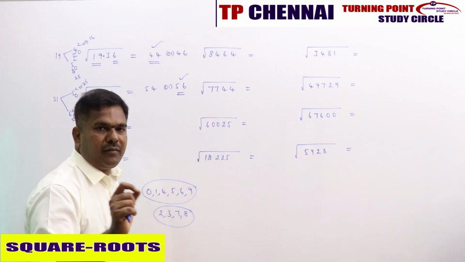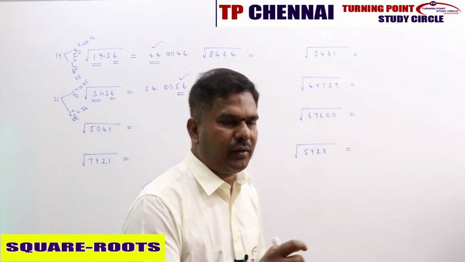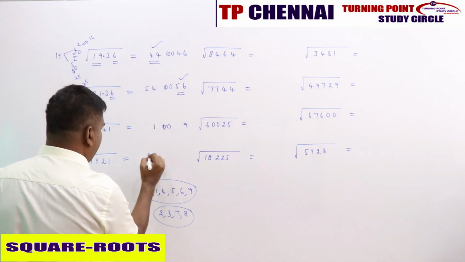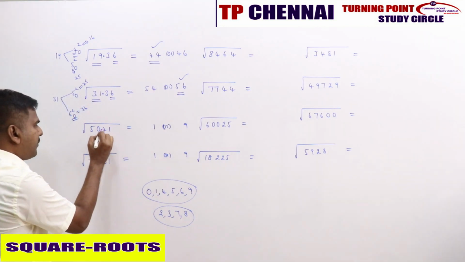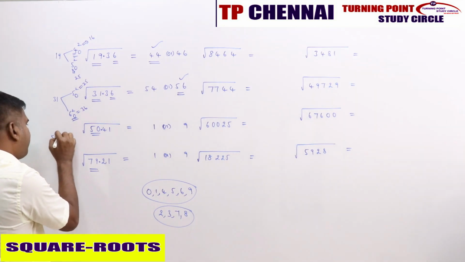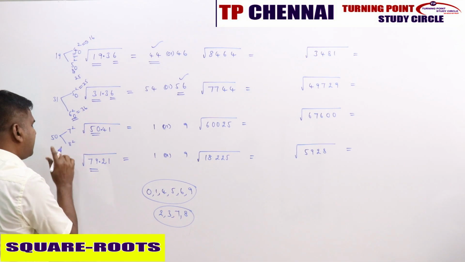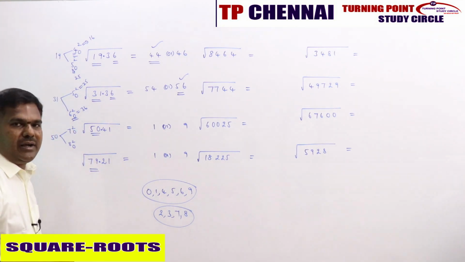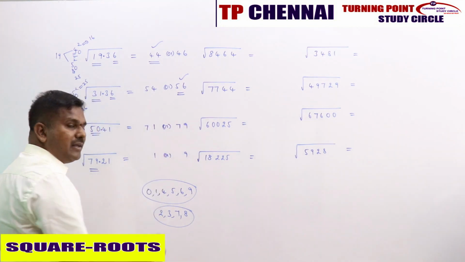Numbers ending with 1: which squares end with 1? 1 square ends with 1, 9 square ends with 1. So the last digit will be 1 or 9. Here also I am directly putting 1 or 9. Put a dot after two digits. What is left over here? 50. But 50 is lying between which two squares? 7 square is 49, 8 square is 64. So what does that mean? The square root will be lying between 70 and 80, ending with 1 or 9. That is nothing but 71 and 79.